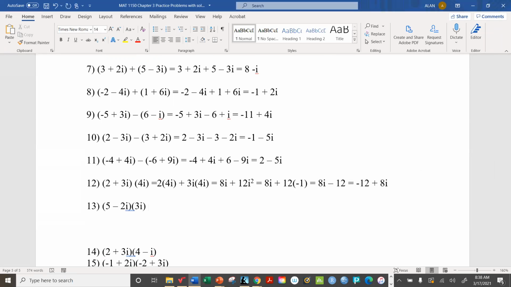All right, now how about this one? It's a very similar one. Okay, so what happens here is we're multiplying these terms by 3i, so you'll have 5 times 3i minus 2i times 3i. 15i minus 6i squared is 15i minus 6 times negative 1, 15i plus 6, or 6 plus 15i. All right.